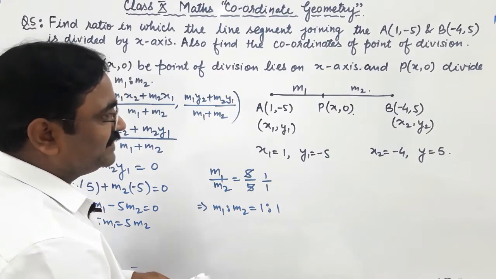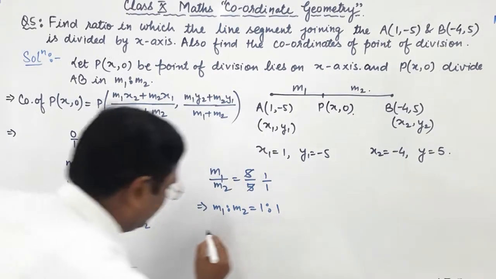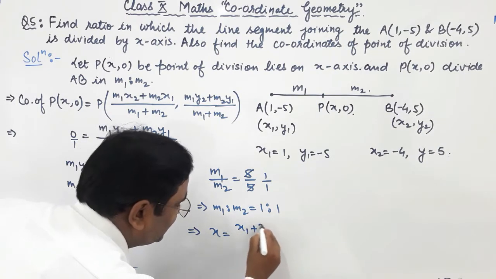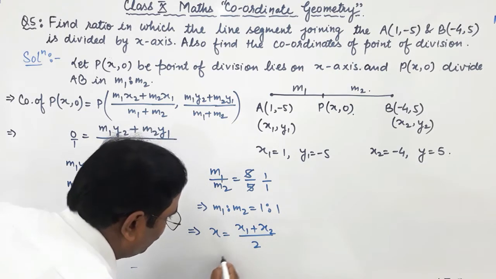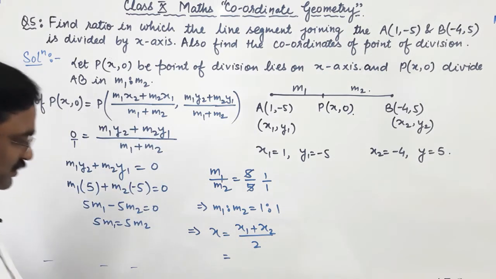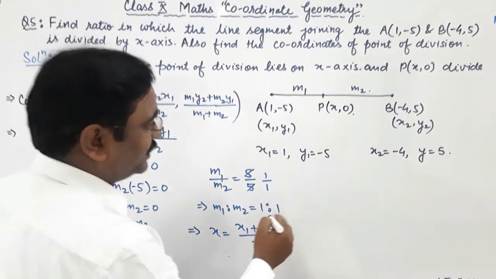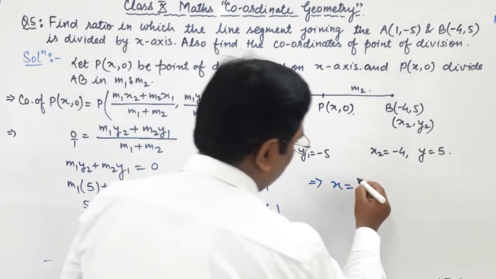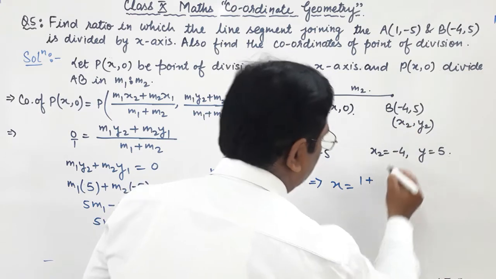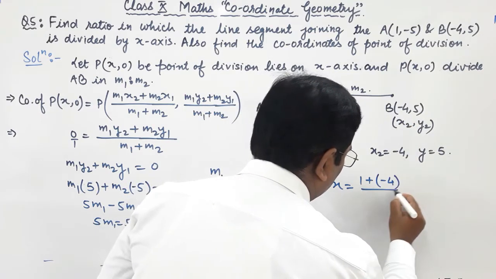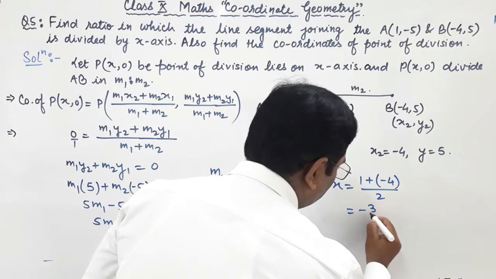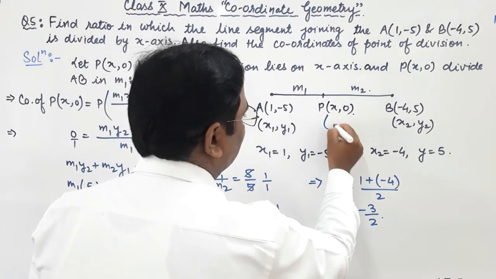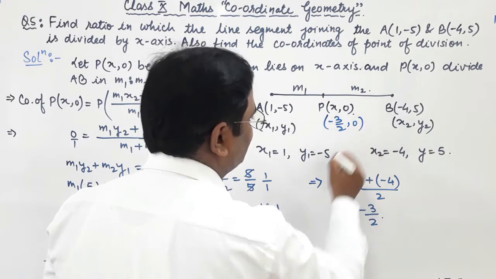So if it is the midpoint of line segment AB, as you know the formula, x equals x1 plus x2 upon 2. Now substitute the values of x1 and x2 here. So x equals x1, which is 1, plus x2, which is minus 4, upon 2. So you will get minus 3 upon 2. Therefore the coordinates of the point of division are minus 3 by 2 and 0.